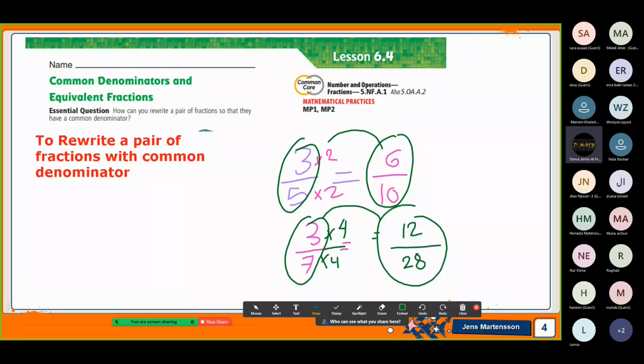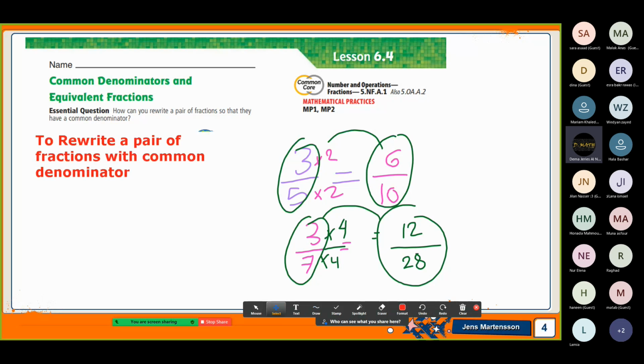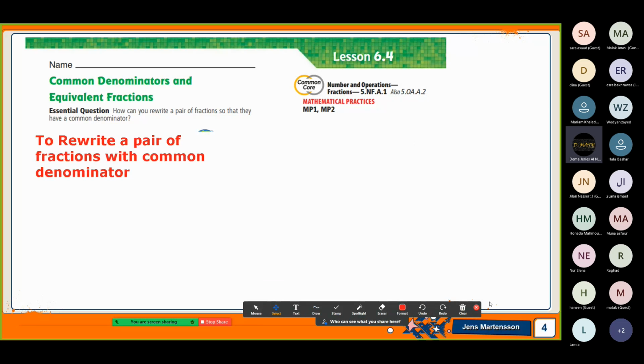This is what I have to do if I have one fraction and I want to write its equivalent. But what about if we have a pair of fractions? If we have two fractions together, like 3 over 5 and 2 over 6, this is a pair of fractions. How can I rewrite the equivalent fraction to both of them?